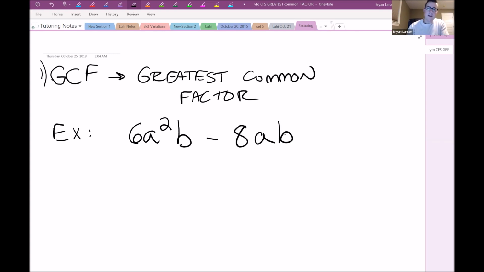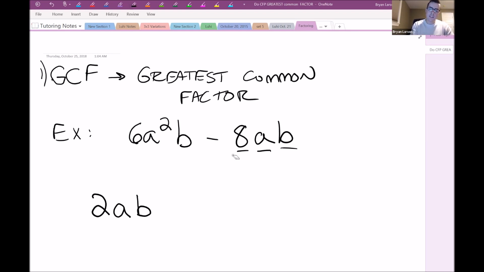8ab. All right. Well, the greatest common factor is going to be the greatest amount of things that they have in common. So if I have 6 and 8, I'm going to think, what number goes into 6 and 8? What's the greatest number that both those numbers can be divided by? And the greatest would be 2. All right. A squared and a. Okay. The greatest amount of a's that they have in common is just 1a, because they both have 1a in it. And they also both have a b. So I have a b here.